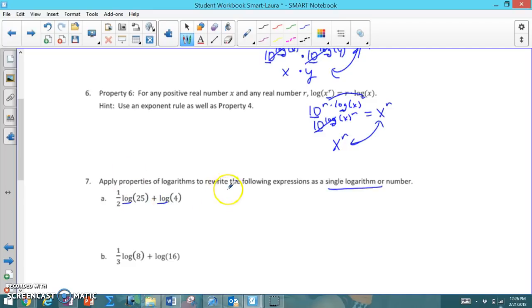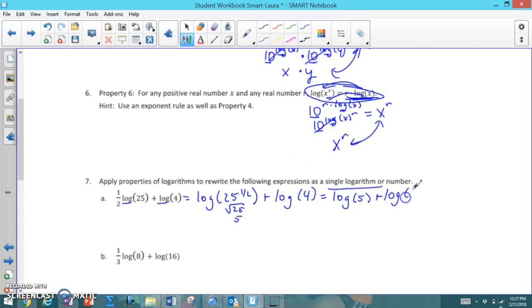First thing I'm going to do is use property number 6. The first piece is starting as r log x. I can rewrite it as log of x to the r. So I'm going to take that first piece and rewrite it as log of 25 to the 1/2 plus log of 4. Now just some side work here. 25 to the 1/2 is the same as square root 25, so that's going to be 5. So I rewrite that as the log of 5 plus the log of 4.